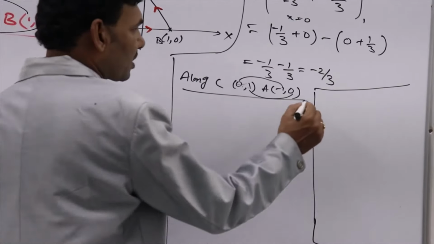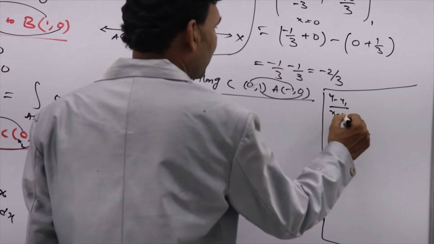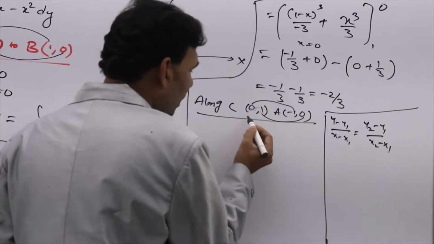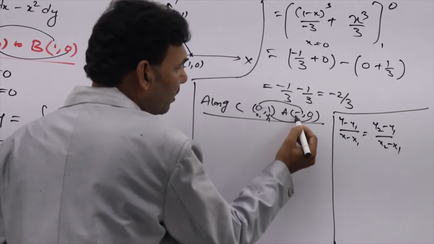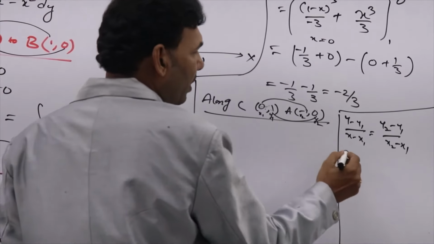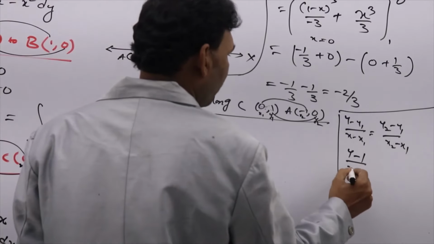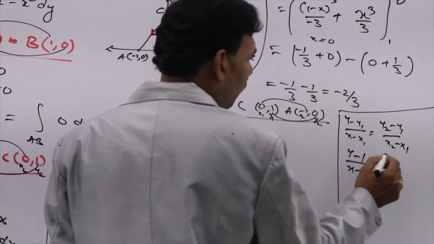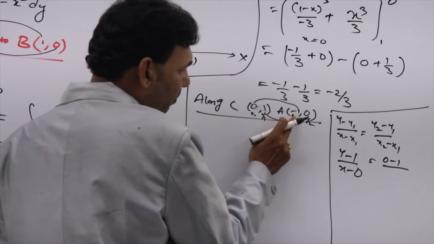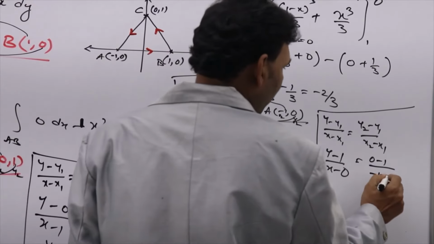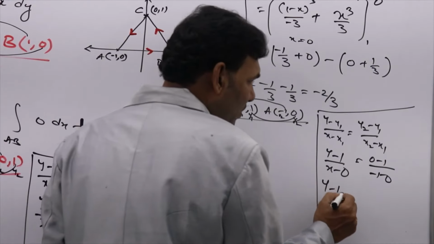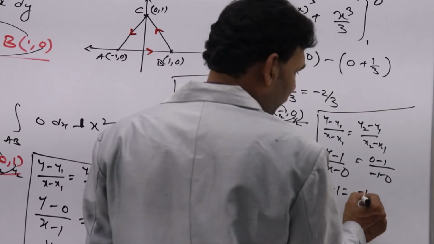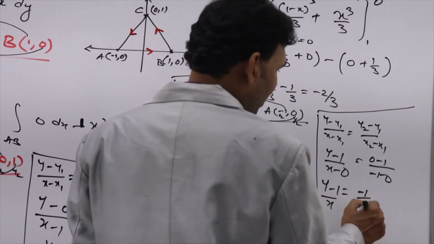The technique is very simple: y minus y1 by x minus x1 equals y2 minus y1 by x2 minus x1. Here this is x1, y1, x2, y2. So y minus y1, y minus 1, by x minus x1, x1 is 0, equals y2 minus y1, y2 is 0, y1 is 1, by x2 minus x1, x2 is minus 1, x1 is 0. So y minus 1, here 0 minus 1 is minus 1, by minus 1 by x, minus minus cancel.